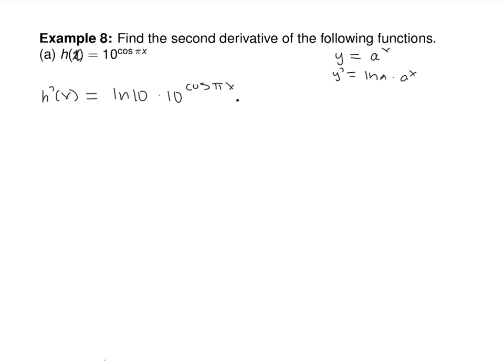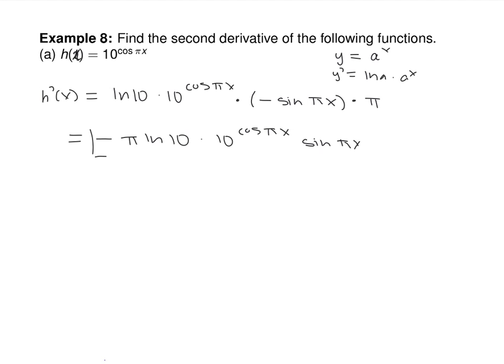So who's the next part you differentiate? That'd be negative sine, and what's inside your sine? Pi x. And then times one more thing. What's the derivative of pi x? Pi. Okay, great. So negative pi ln 10 times 10 to the cosine pi x, times sine pi x.